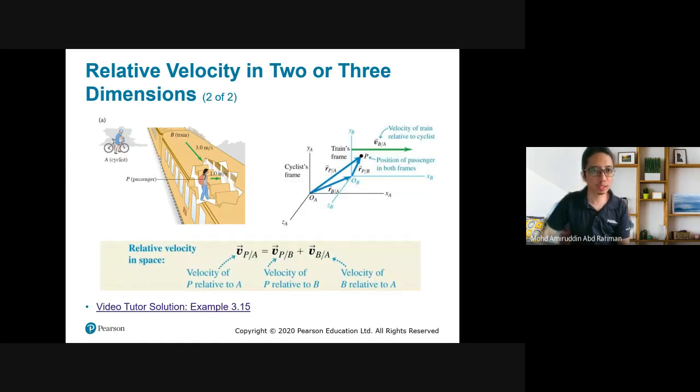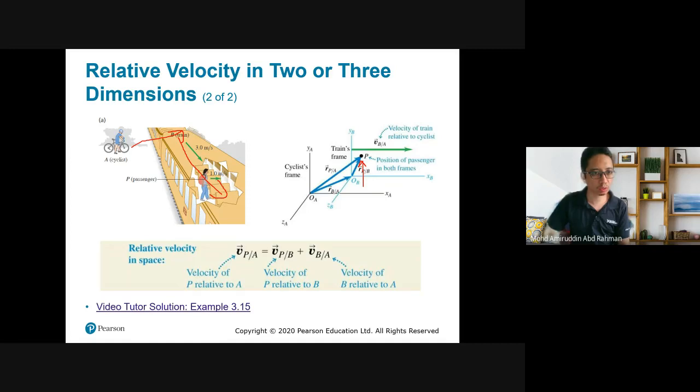As you look here, that's the vector, the vector of the cyclist to the passenger. As you can see, the passenger is moving towards that direction, meaning that it goes towards that direction. So you need to have the component of the vector.